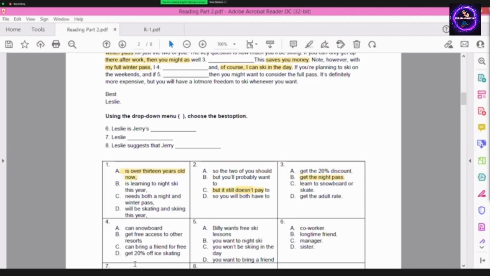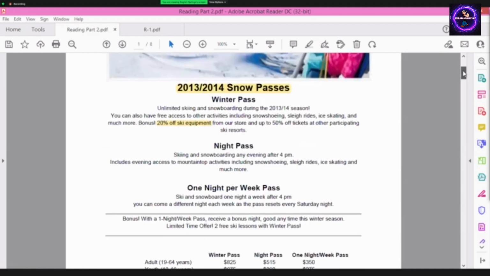So they're saying two different things happening. One, he can ski in the day. Actually the night pass is for skiing in the night, and Leslie can ski in the day. Now, the winter pass is something which I haven't studied. We know the full winter pass, night pass and one night per week pass are there, but we haven't studied what facilities you can enjoy in a winter pass. So it is difficult to answer right now. We have to scan the information about winter pass, and then we can answer this question, because we do not know what facilities you enjoy in a winter pass.